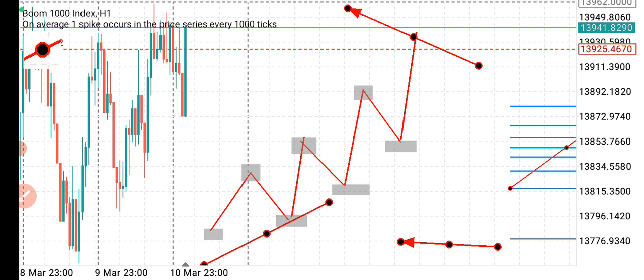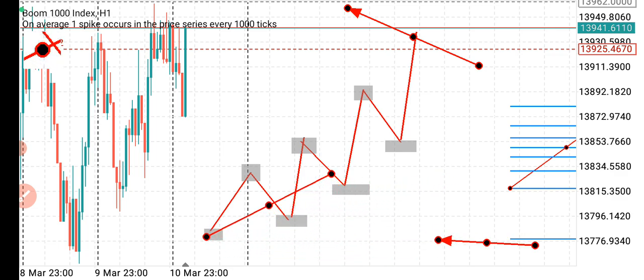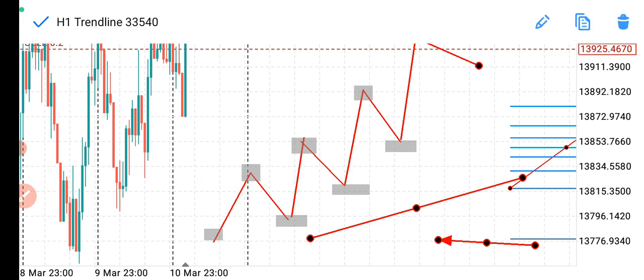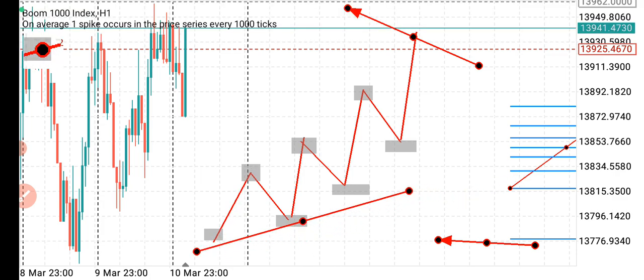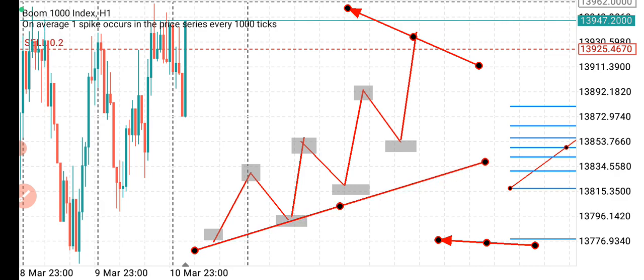Now, if you have made your entry at this point, based on our exit rule, you will have to establish an imaginary trend line. You put this trend line and then you just draw it. But mind you, as at when you have this trend line, this second leg has not formed.